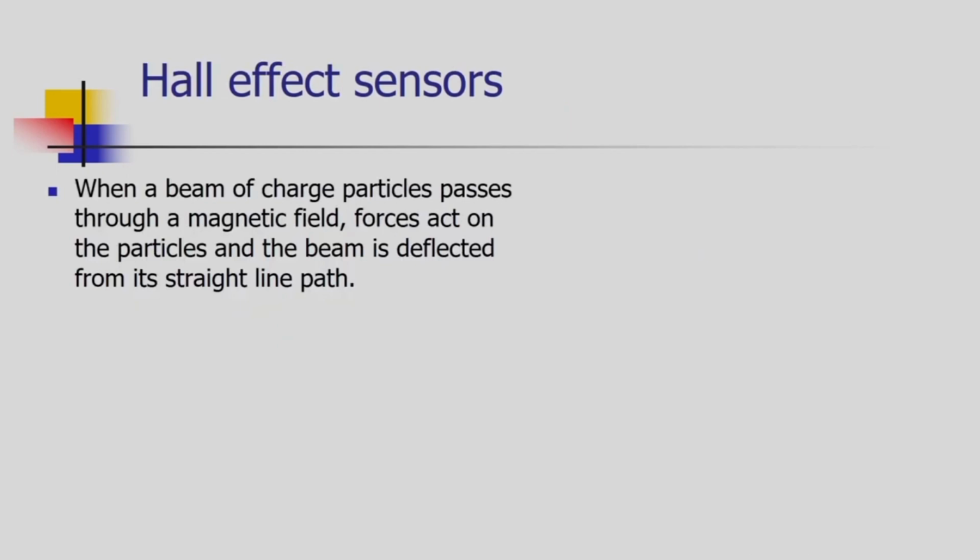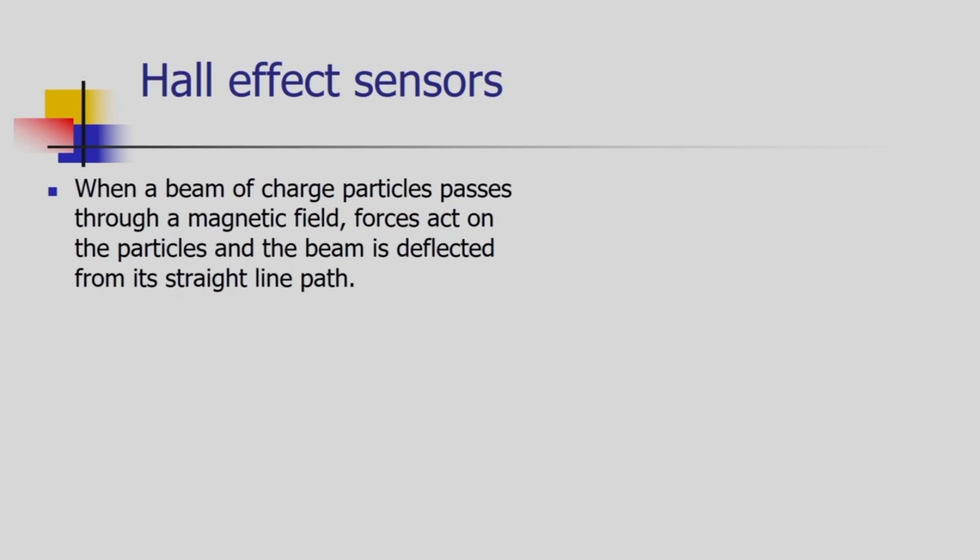The next type of sensor is the Hall effect sensor. The principle of operation is very simple. When a beam of charged particles passes through a magnetic field, forces are acting on the particles, and the beam will get deflected from its straight line path. So due to the change in path of the particles, we are getting a voltage across the passage of the original path. So that small voltage which is generated due to the deviation in the original path can be utilized for generating a pulse or a signal.